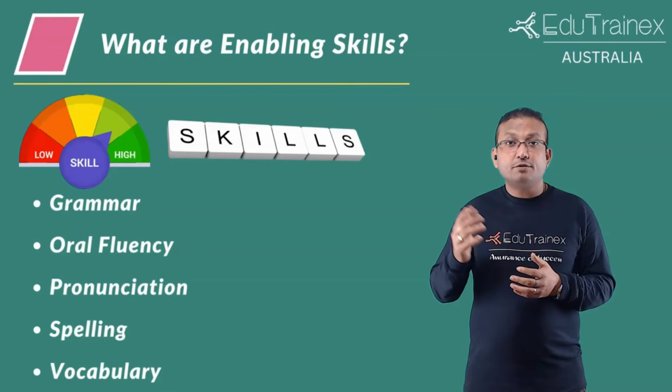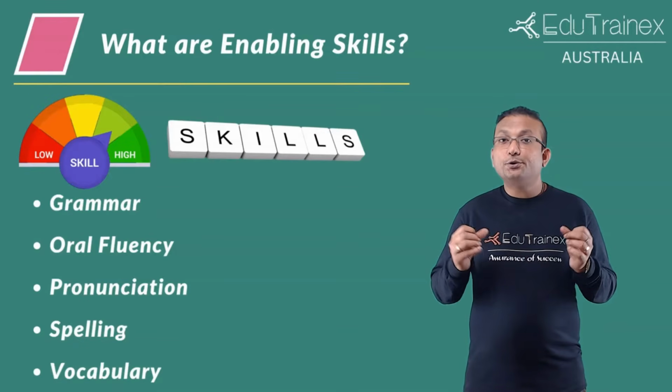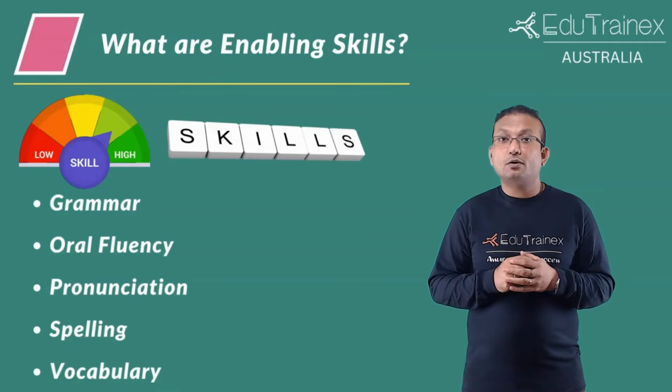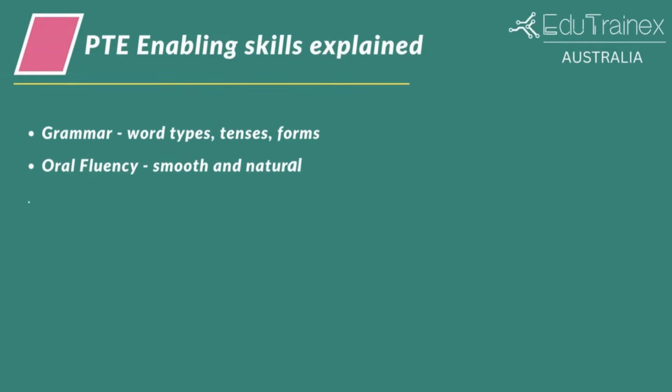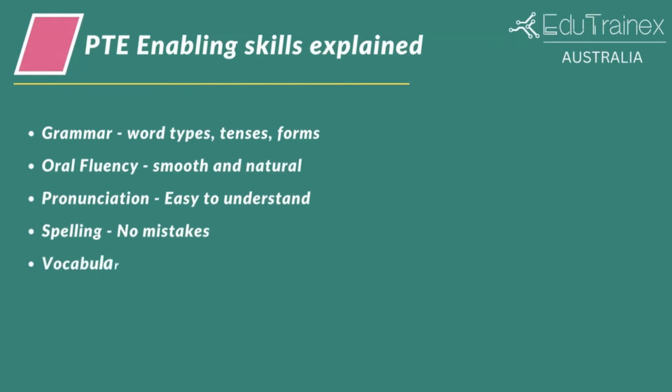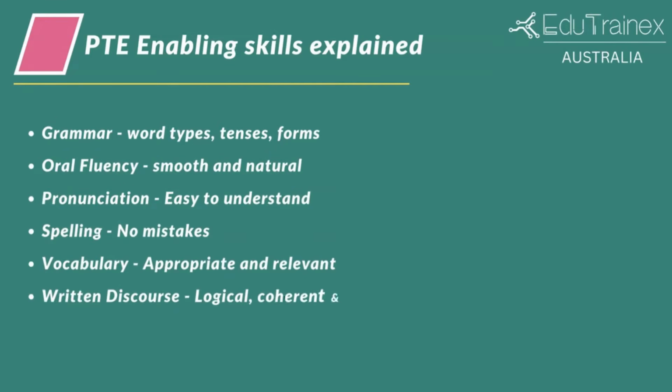Let's first examine each of them, and then we'll go on how you can improve them to get a better score next time. The first one is grammar. The expectation in grammar is to use correct word forms at the sentence level, tenses, and word types. In oral fluency, you are expected to deliver your speech smoothly and in a natural way. For pronunciation, first of all, you need to ensure that your speech is loud and clear, and secondly, it should be easy for both regular and native speakers to understand the speech.